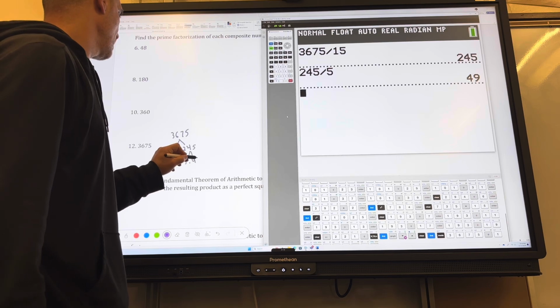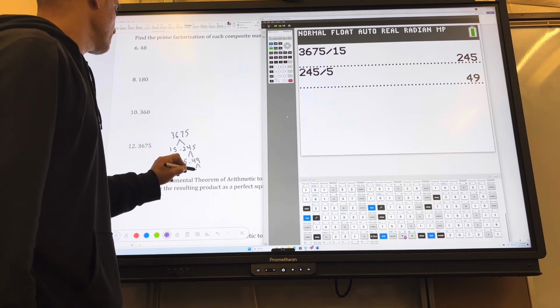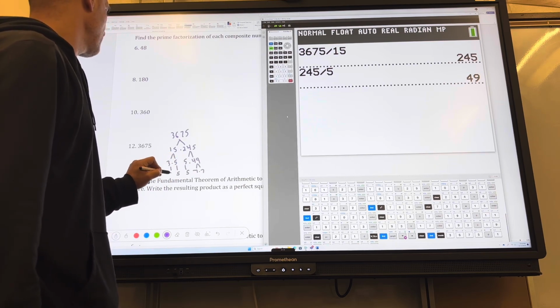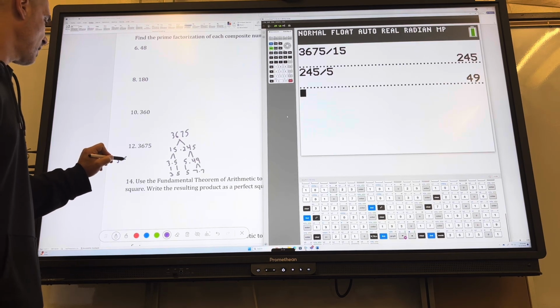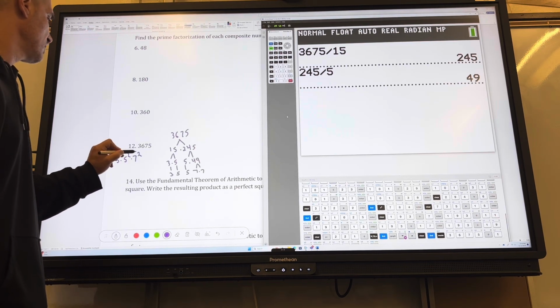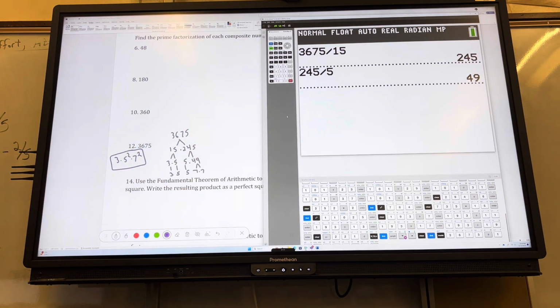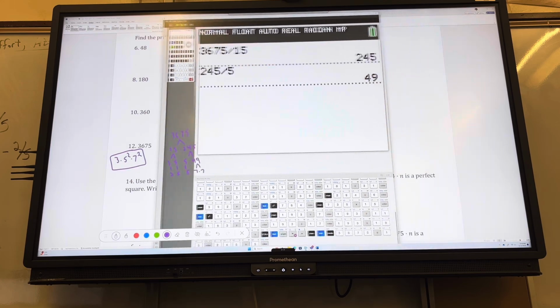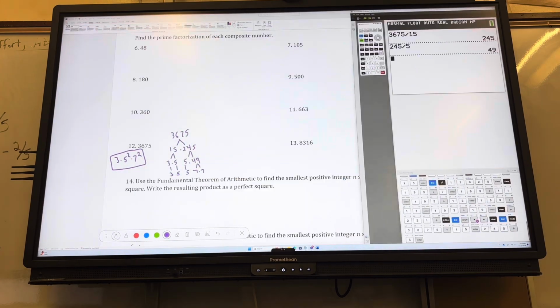5 and 49. 15 is 3 times 5. And then 49 is going to be 7 times 7. Bring down my 5, bring down my 5, bring down my 3. And so I have 3 times 5 squared times 7 squared. And notice I use my calculator on that one. As they get larger and larger, I'm going to use my calculator. It just makes sense to use the tools that you're given.